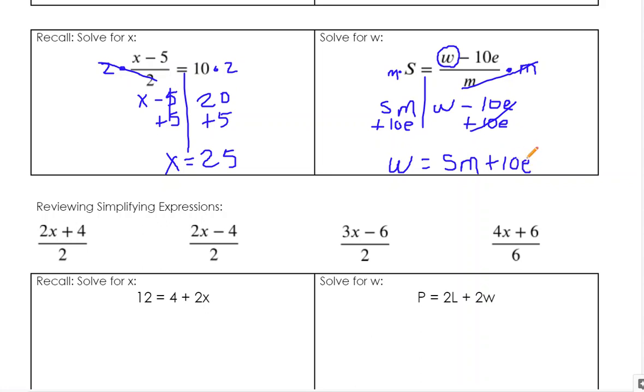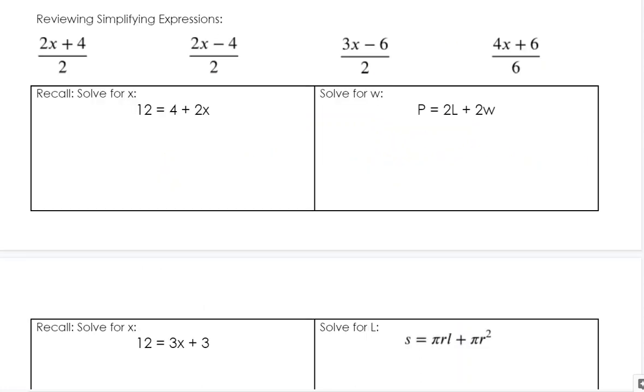So as you can see, it's the same steps as you would solve a normal equation. All these are. It's like the same steps. It's just a little bit more confusing because it's more variables, more letters, and not as many numbers. You're not getting a final answer like x equals 25. You're getting something like this. W equals sm plus 10e. Okay? All right, reviewing simplifying expressions.